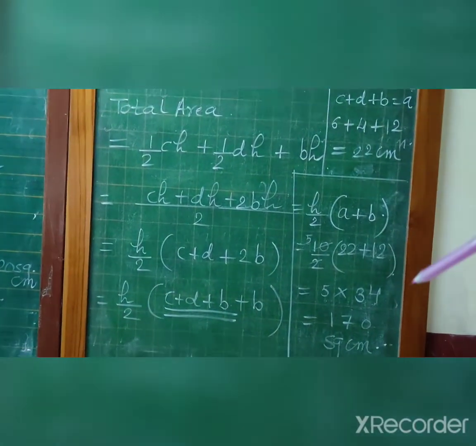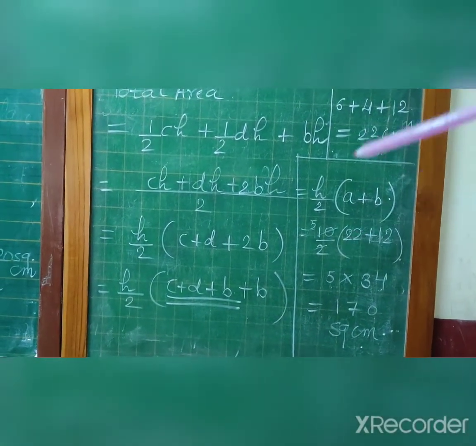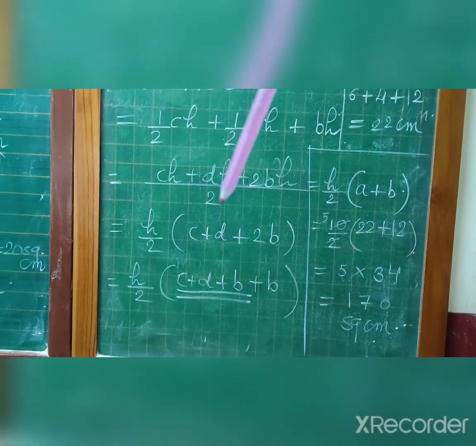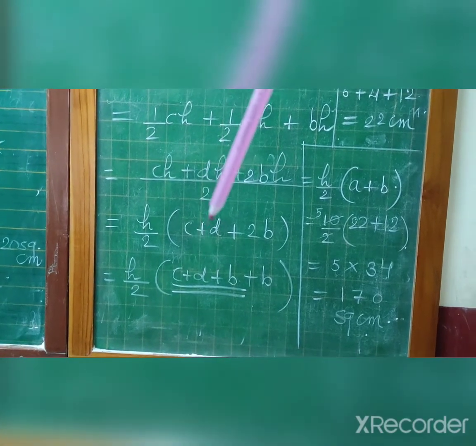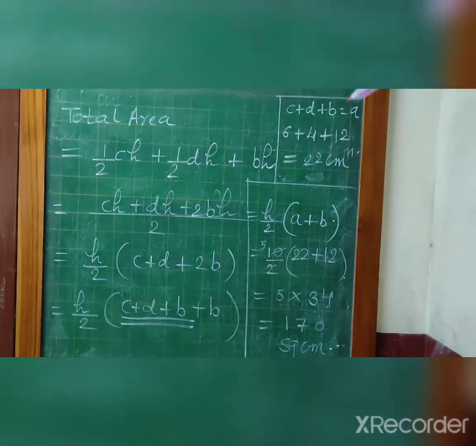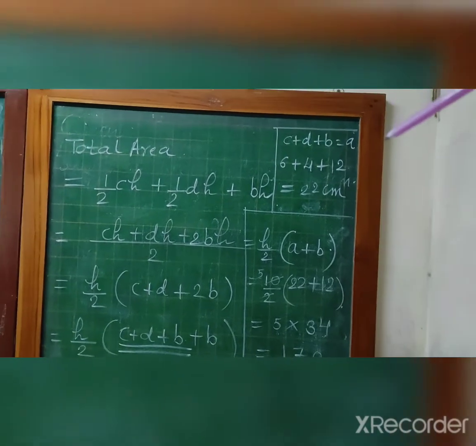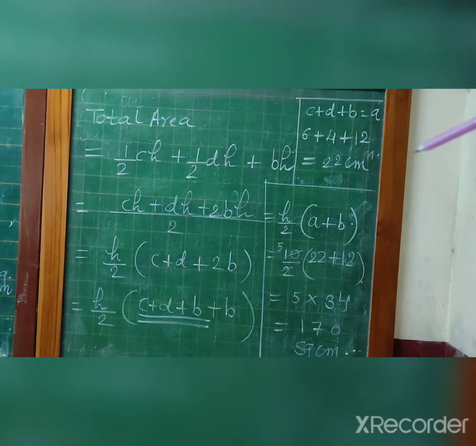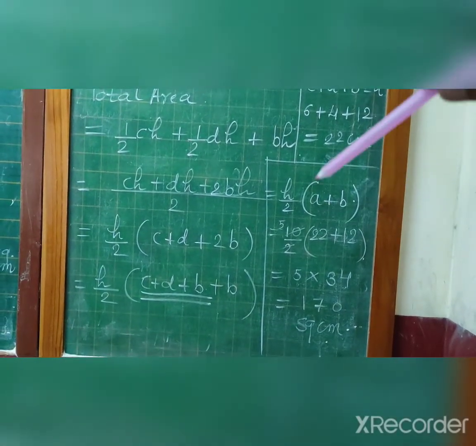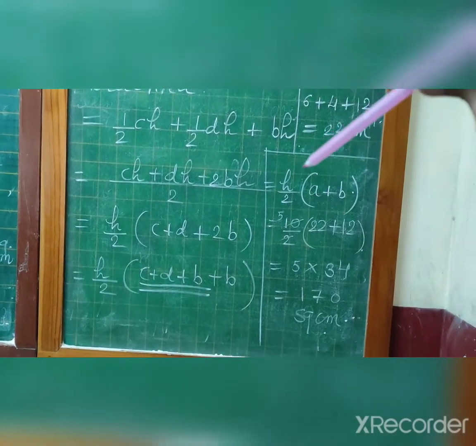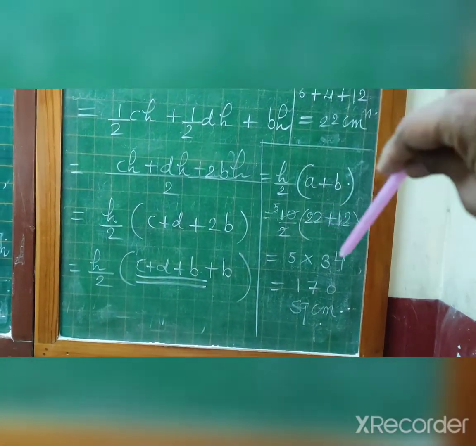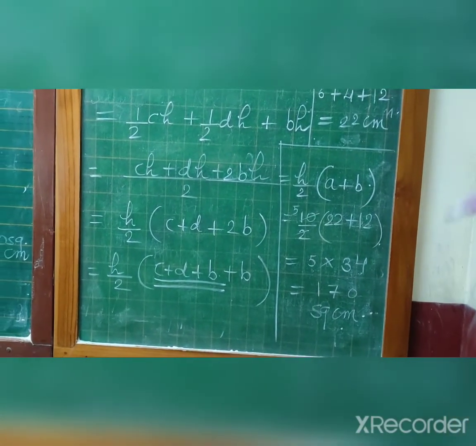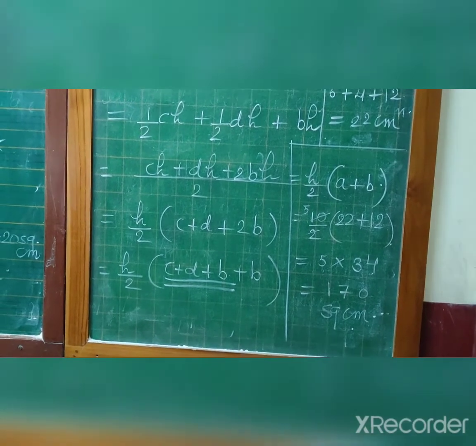Now by formula, H by 2, sum of parallel sides. Now A. So how will we calculate A? C plus D plus B equal to A. C is 6, D is 4, B is 12. So 22 centimeter. So 22 plus 12, 22 plus 12 is 34. 2 5s are 10, 5 4s are 20. Carry over 2. 5 3s are 15 to 17. So separately also we calculated, and by formula, the area is same. Okay.